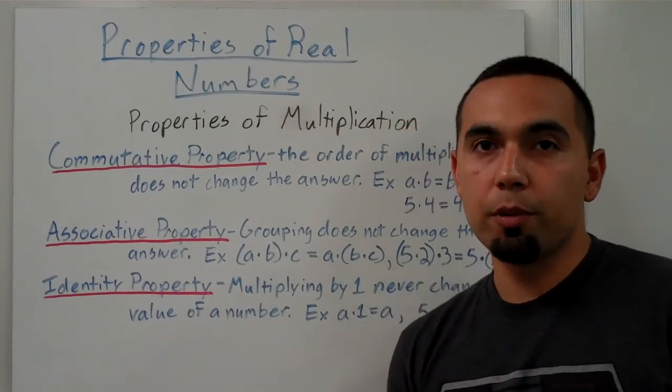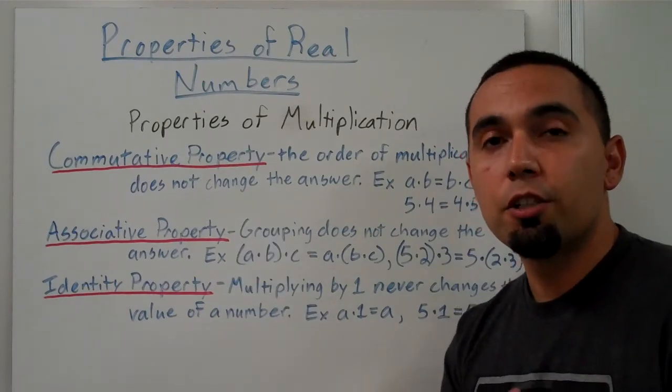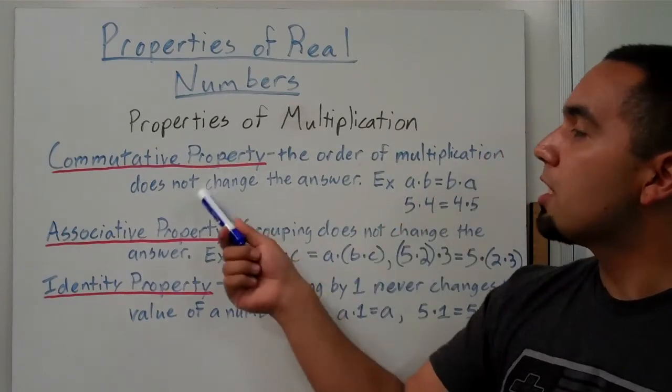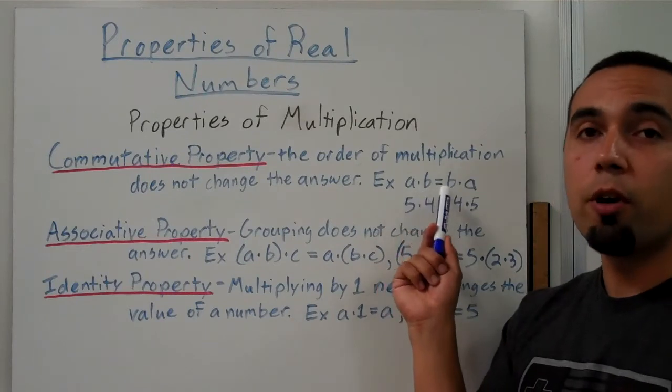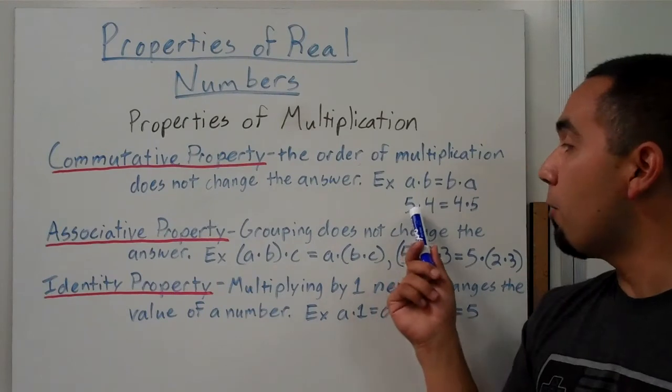Okay, so properties of multiplication. They're pretty much the same as the properties of addition, except they do a little bit different things. Okay, so commutative property. The order of multiplication does not change the answer. So it doesn't matter whether I say A times B or whether I say B times A. It's still going to be the same answer, and we can prove that with numbers.